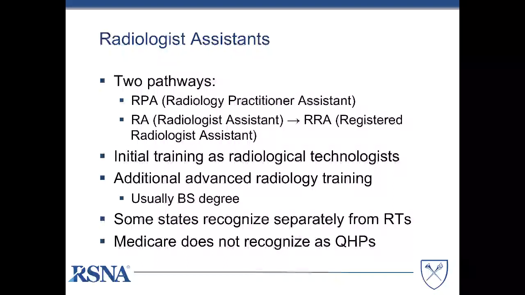There are 2 pathways by which one can become an RA. The earliest pathway was through a program at Weber State University in Utah, which many years ago set up an RPA program on its own, Radiology Practitioner Assistant. More recently, with input from the American College of Radiology and the American Registry of Radiological Technologists, about a half-dozen programs across the country have established RA curricula that lead to certification as an RRA, Registered Radiologist Assistant. RA, RRA, and RPA are largely now synonymous, and opportunities exist for cross-credentialing.